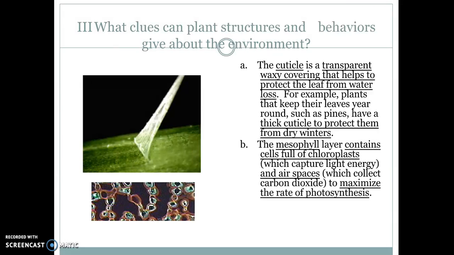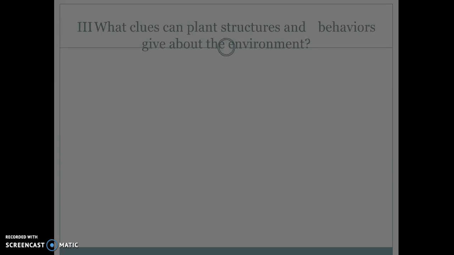The mesophyll layer contains cells full of chloroplasts, which of course are carrying out photosynthesis, and this helps to collect carbon dioxide to maximize the rate of photosynthesis.